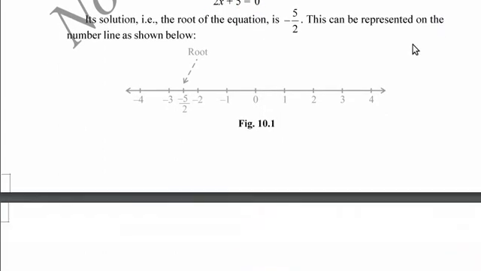This can be represented on the number line. Here we can see the solution of the given equation is minus 5 by 2. This solution is also known as the root of the equation.